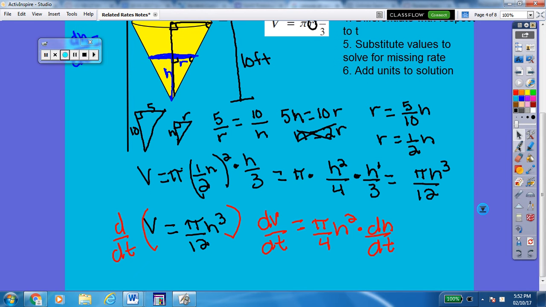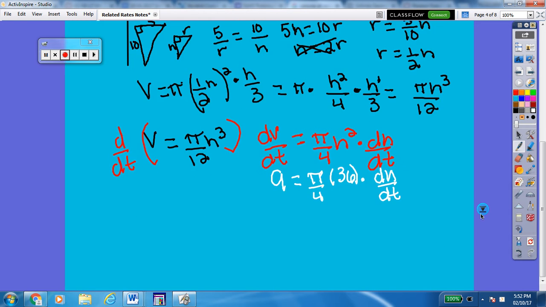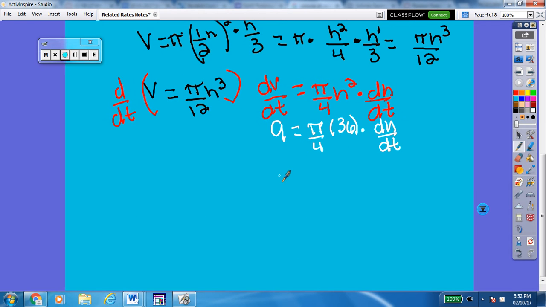Have to remember that. Alright, so dv dt is 9 equal to pi over 4. H was 6, so this is going to be 36 times dh dt. And dh dt is the water level, so that's what we've been trying to find this whole time. 36 divided by 4 is 9, so you can see how this is working out. 9 pi times dh dt. And dh dt then would equal 1 over pi. And the units for that, I don't recall. I think it was feet.